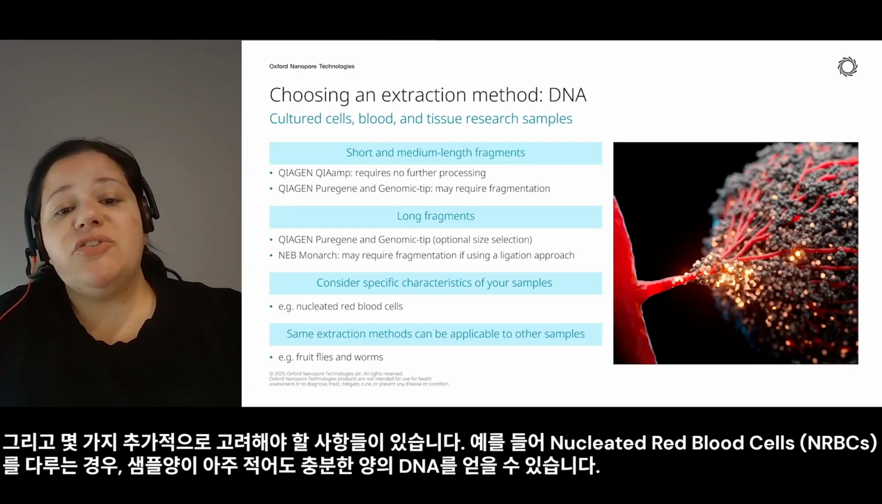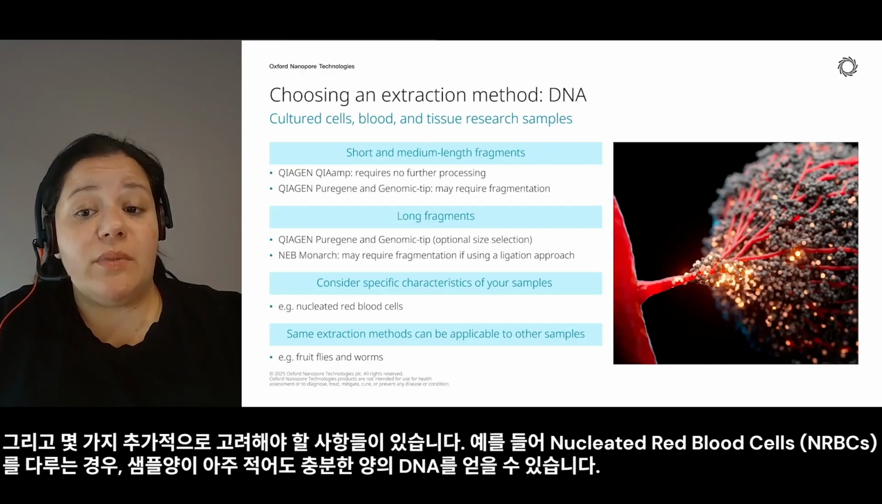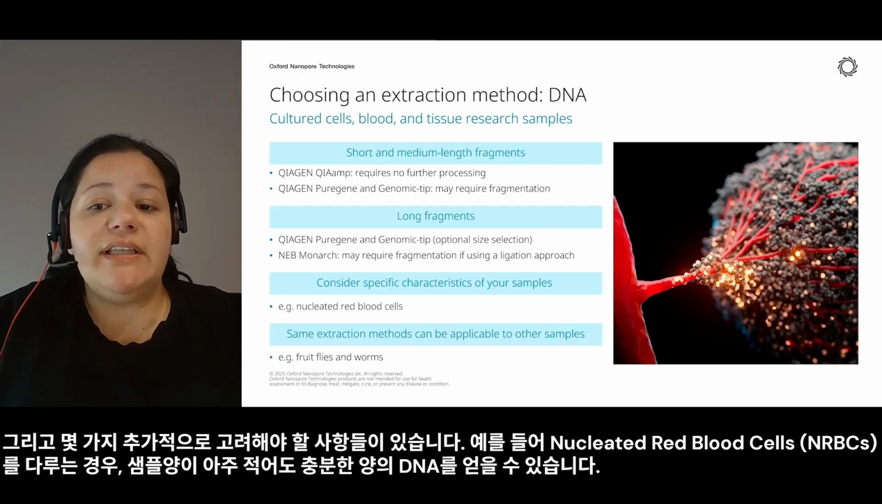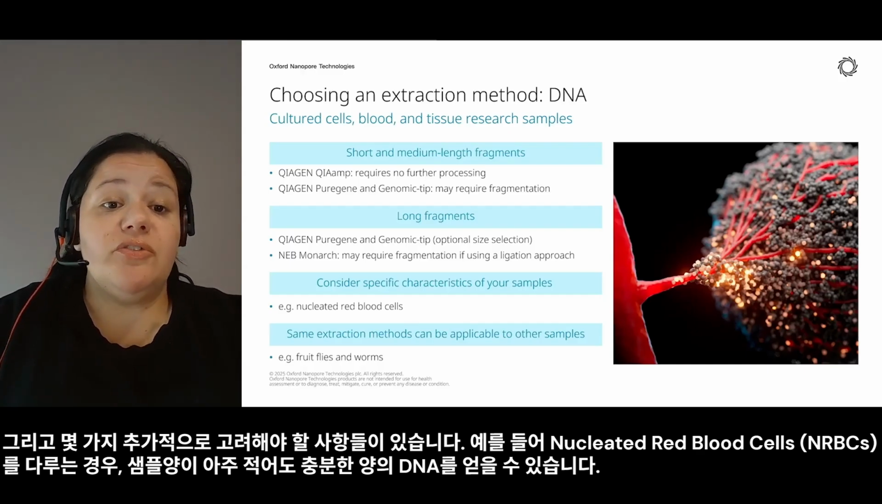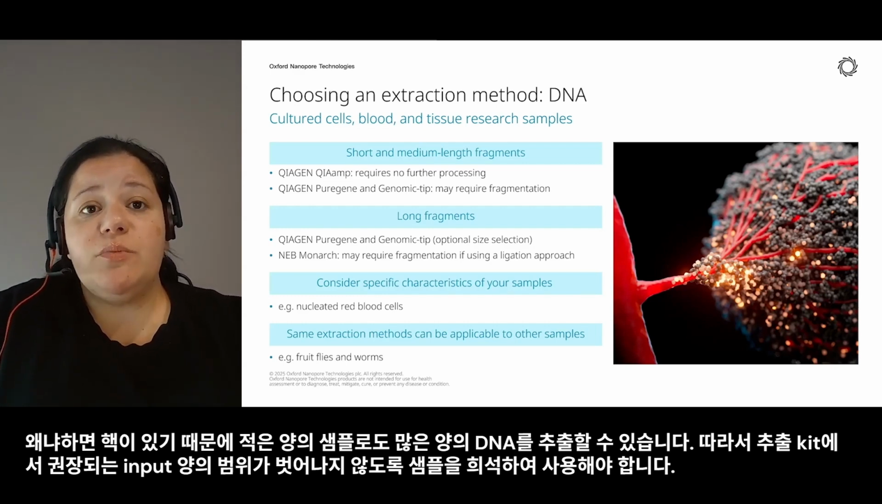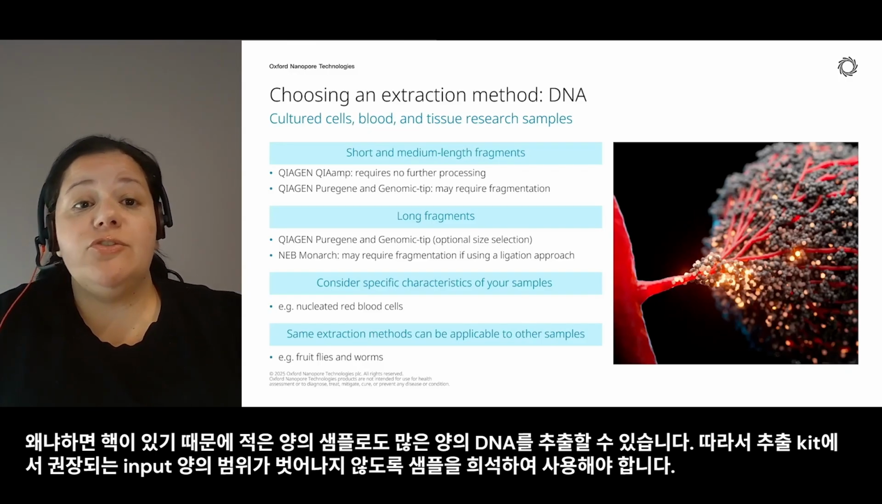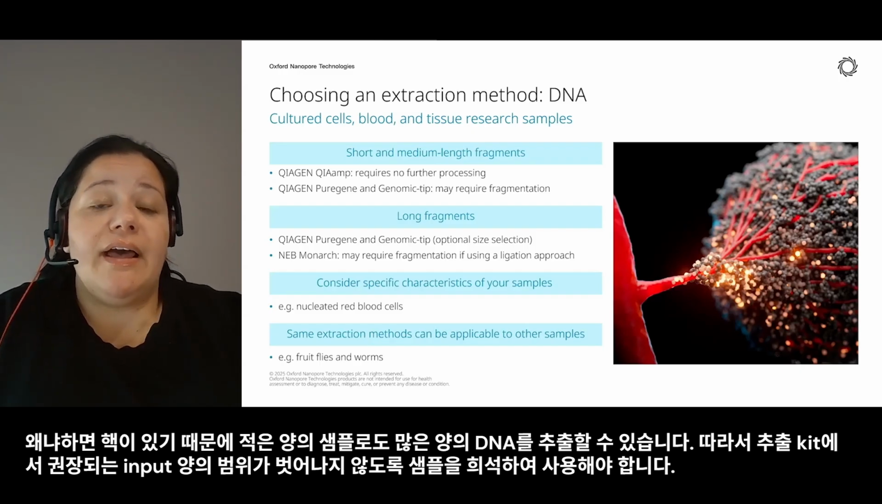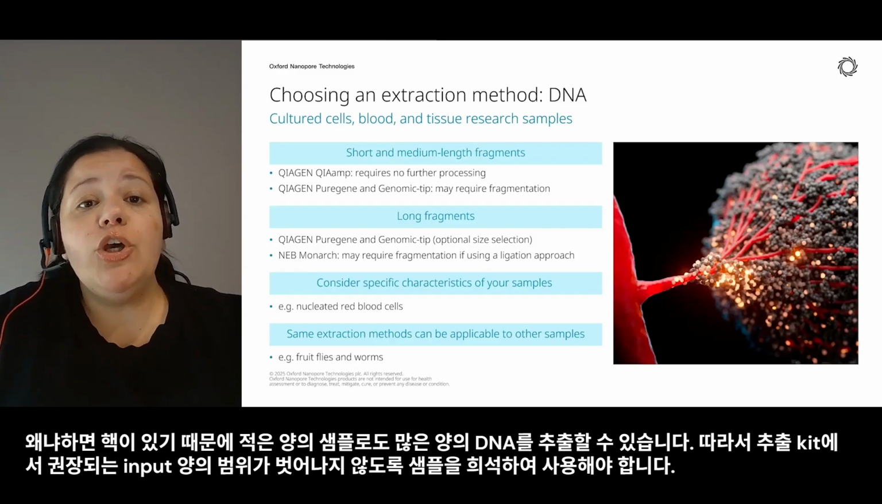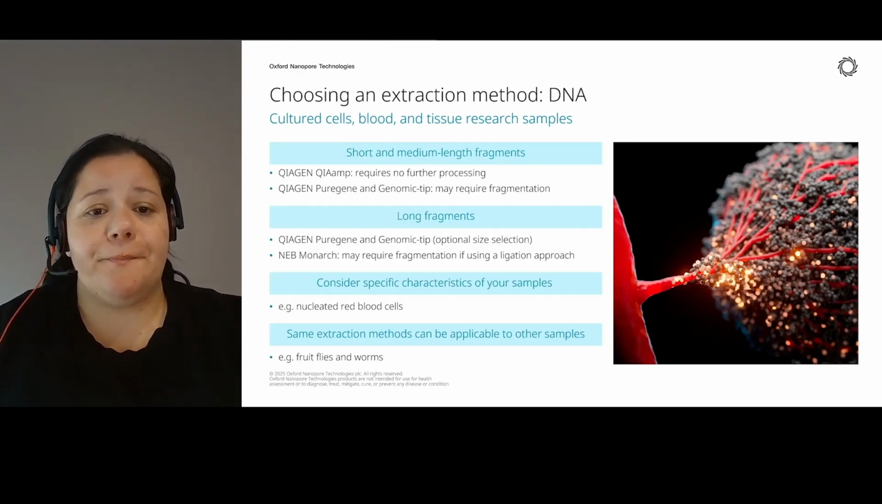And then there are just a few considerations, like for instance, if you are working with nucleated red blood cells, you will only need a very, very small amount of sample because the red cells have nuclei, which means you're going to generate a lot of DNA from a very small amount. And you have to ensure that you use a low amount and that you dilute the sample to make sure you don't overload the kits that you are using for extraction.